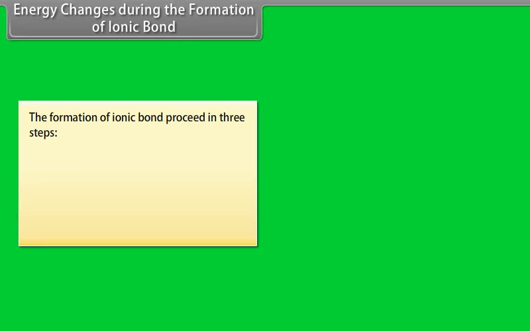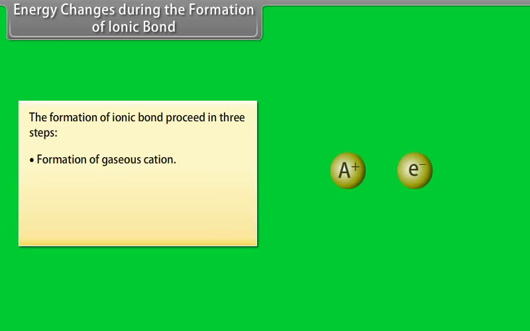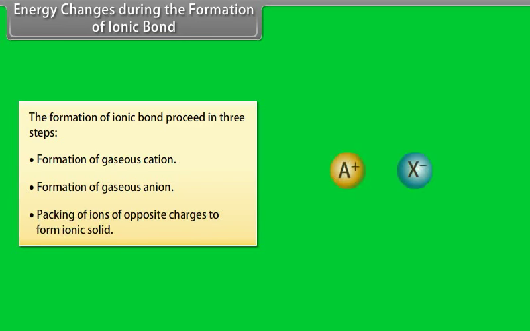Energy changes during the formation of ionic bond. The formation of an ionic bond proceeds in the following 3 steps. Step 1. Formation of gaseous cation. The energy required for this step is called ionization energy. Step 2. Formation of gaseous anion. The energy released from this step is called electron affinity. Step 3. Packing of ions of opposite charges to form ionic solid. The energy released in this step is called lattice energy.